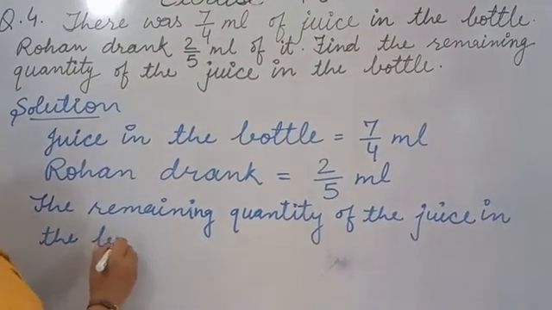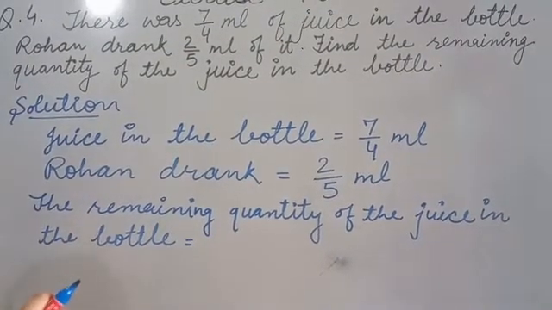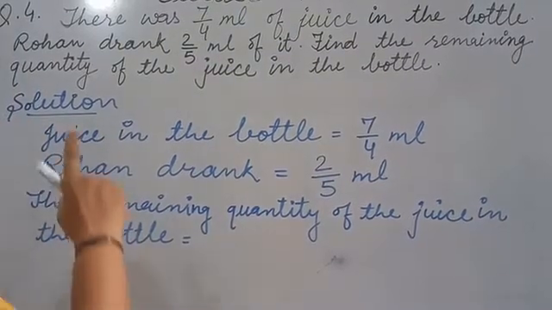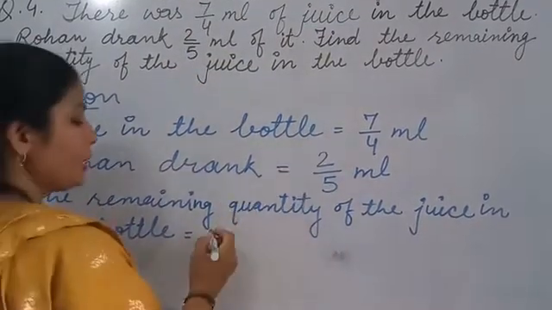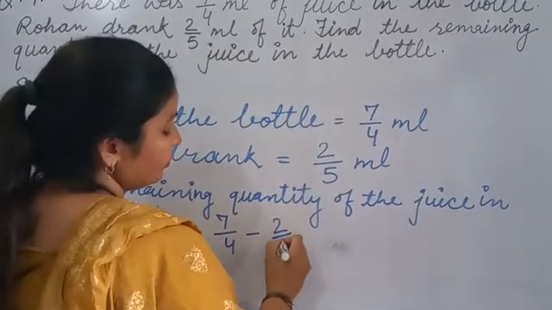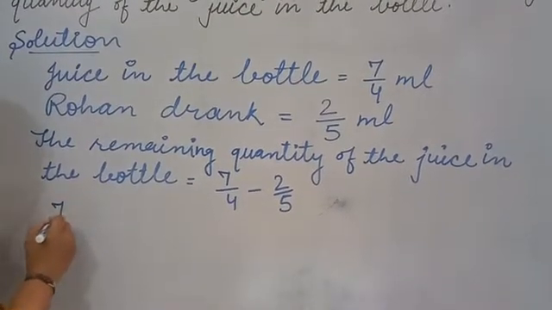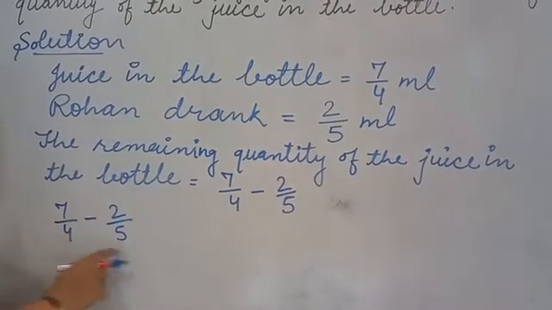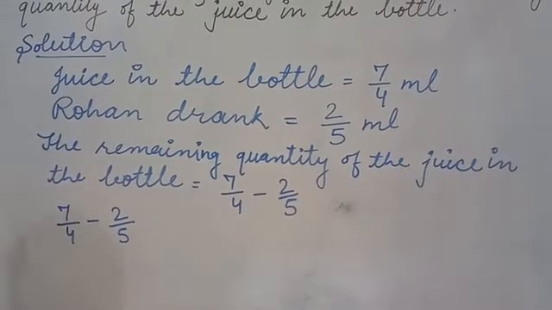For that we will do minus. Okay. The remaining quantity of the juice in the bottle, for that we will do subtraction. 7/4 is total juice. So 7/4 minus 2/5. So we can see that denominators are different. So directly we can't subtract. So for that we will find the LCM of 4 and 5.